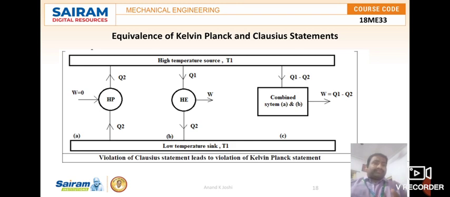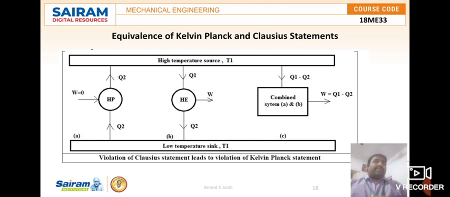On the other side, consider figure B. Here there is a heat engine that also operates in a cyclic manner. It absorbs Q1 amount of heat from the high temperature source and does W amount of work, and it finally rejects Q2 amount of heat to the low temperature sink. This system operates as per the Kelvin-Planck statement. So the first figure violates the Clausius statement, and the second one perfectly follows the Kelvin-Planck statement. Now consider the third figure.